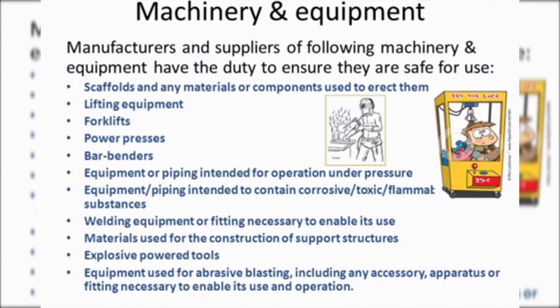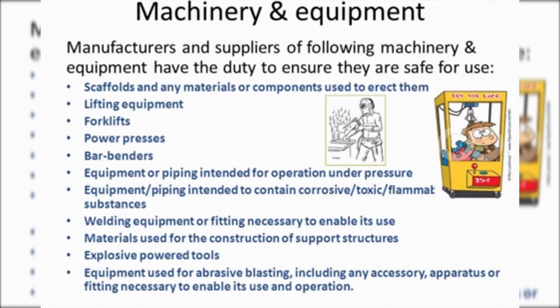Machinery and equipment. Manufacturers and suppliers of the following machinery and equipment have the duty to ensure they are safe for use. Scaffolds and any materials or components used to erect them. Lifting equipment. Forklifts. Power presses. Bar benders. Equipment or piping intended for operation under pressure.